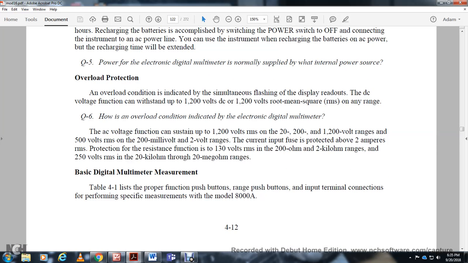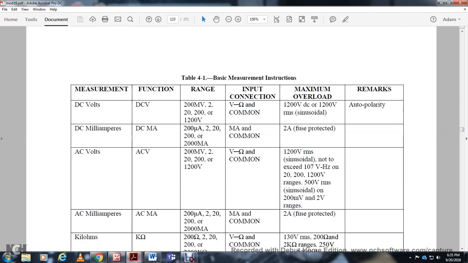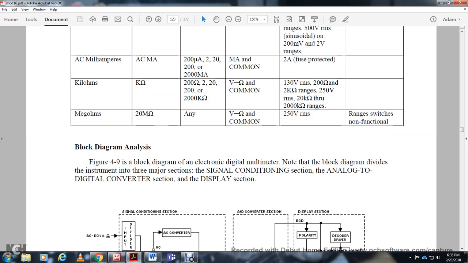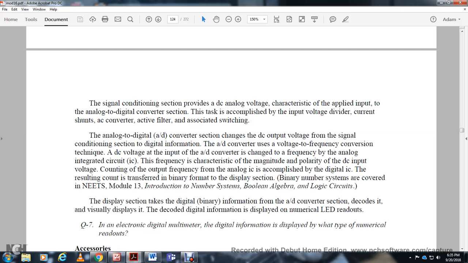Basic digital multimeter measurement: figure 4-1 lists the proper function, push button range, and internal input terminal connection to perform a specific measurement with the model 8000A. In the block diagram analysis figure, the electronic digital multimeter block diagram divides the instrument into 3 major sections: signal conditioning, analog to digital converter, and display section. The signal condition section provides the DC analog voltage to be applied to the analog to digital converter section. This task is accomplished with the input voltage, direct current, shown with the AC converter, active filter, and associated switching.